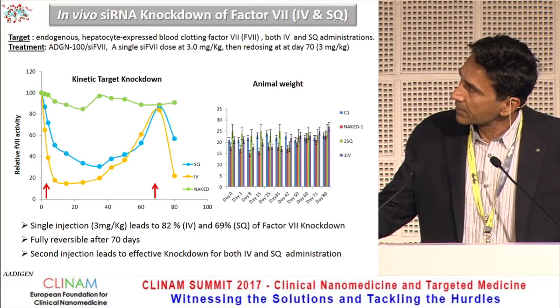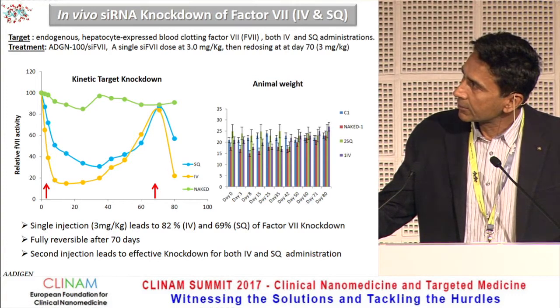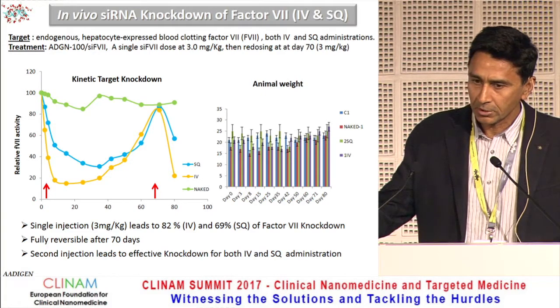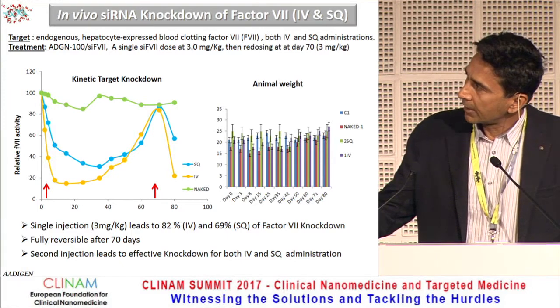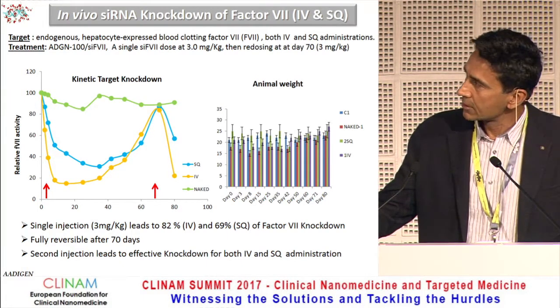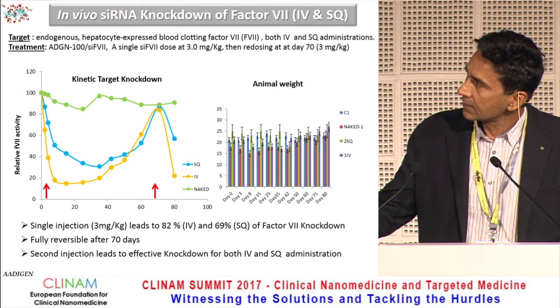And here we're measuring factor 7 in the blood of these animals, and we do the delivery here, and you see quite a substantial knockdown in the target of factor 7, which we can measure in the blood, both by IV, and sub-Q is a little delayed and a little bit less at the same dose, but nevertheless you can get down pretty far, almost 80% knockdown with IV, and then this slowly creeps back up.